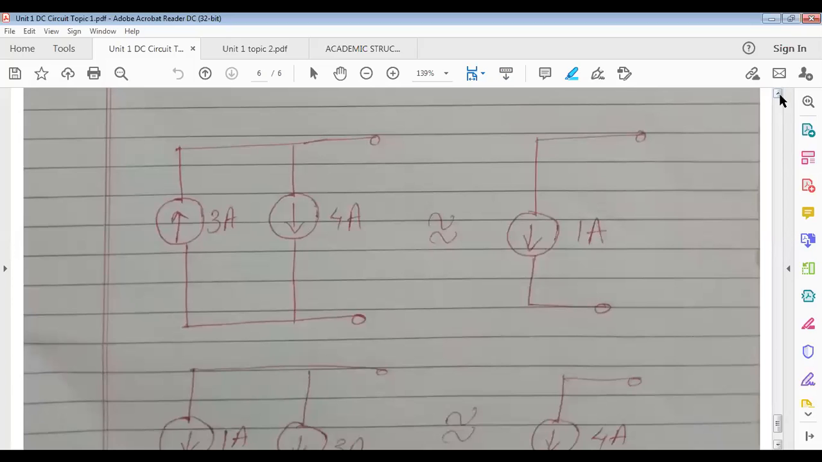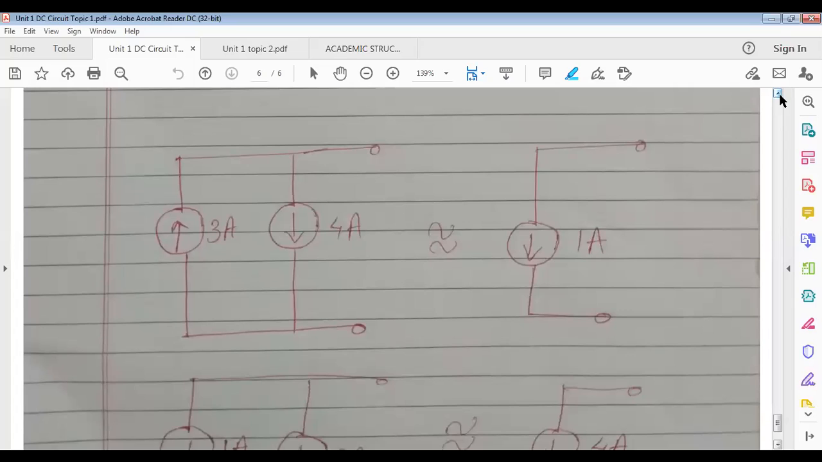So see the next circuit. In the next circuit, what can you observe? Should I wait for 1 minute or can I explain? Yes, can I explain?